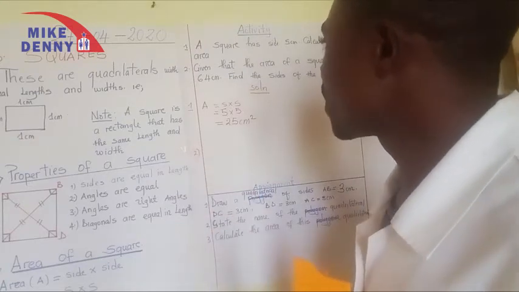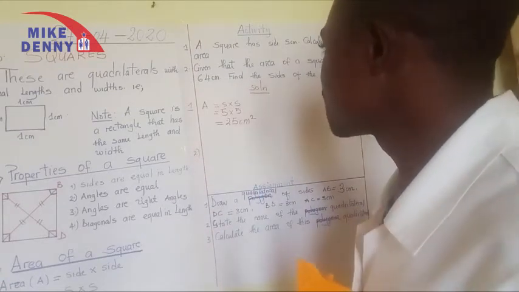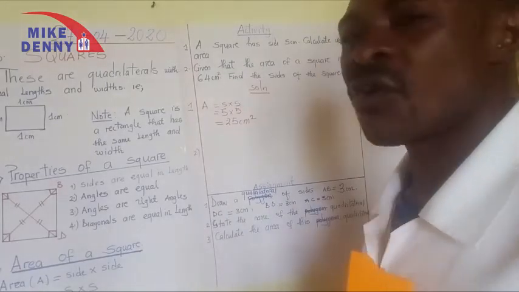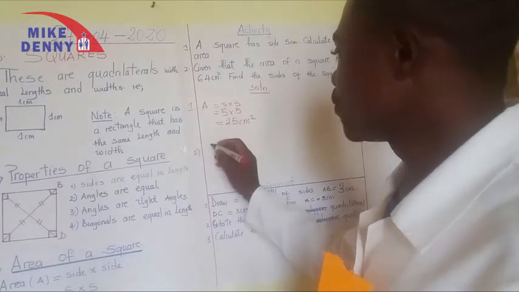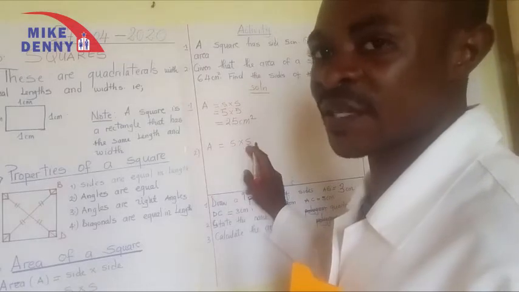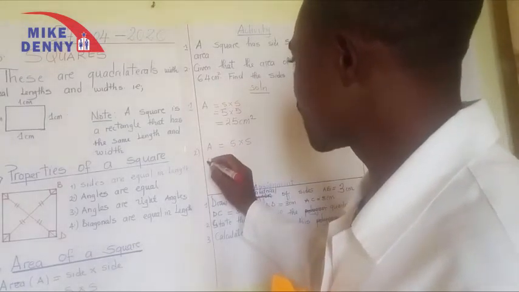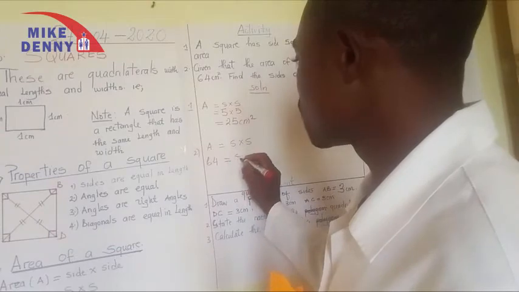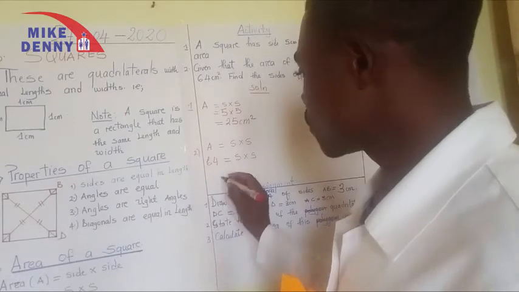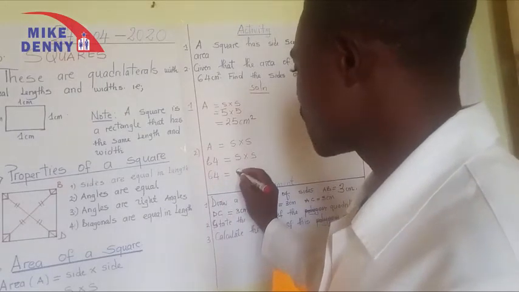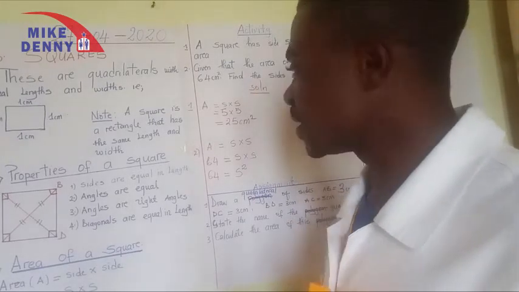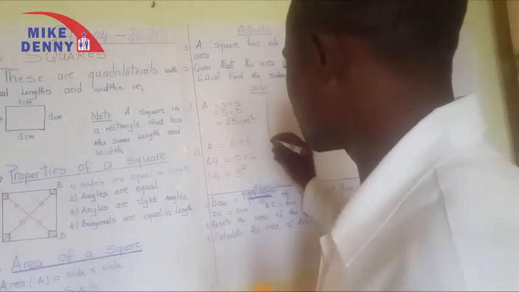We are told that the area of a square is 64 centimeters squared. Find the side of the square. Now we know that area is side times side. We are given the area, we are not given the side. So we state the area, which is 64, is equal to side times side. Side times side is s squared. So we have 64 is equal to s squared, that is s to the power 2. We saw this in index form when we were doing indices in first term.